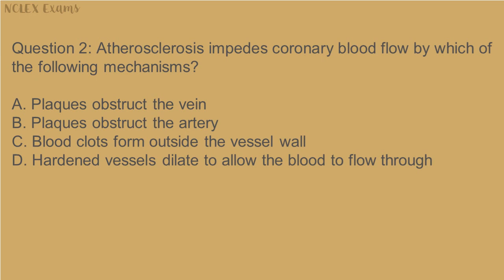Question 2. Atherosclerosis impedes coronary blood flow by which of the following mechanisms? A. Plaques obstruct the vein. B. Plaques obstruct the artery. C. Blood clots form outside the vessel wall. D. Hardened vessels dilate to allow the blood to flow through.